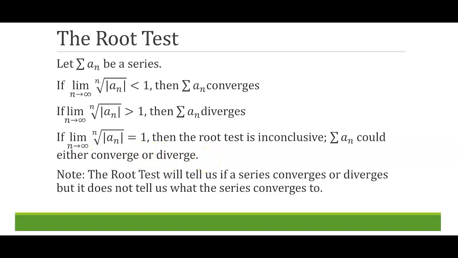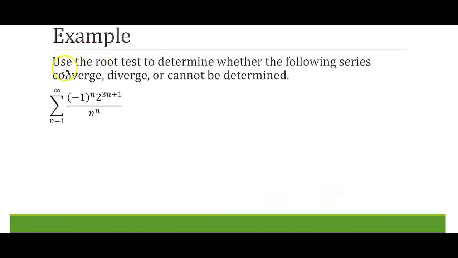This is very similar, obviously, to the conclusions for the ratio test. And another similarity is that the root test will tell us if a series converges or diverges, but it does not tell us what the series converges to. In this example, we want to use the root test to determine whether the following series converge, diverge, or cannot be determined. So I'm going to start by reminding us what limit we have to evaluate for the root test: the limit as n approaches infinity of the nth root of the absolute value of a sub n. So here's our general term.